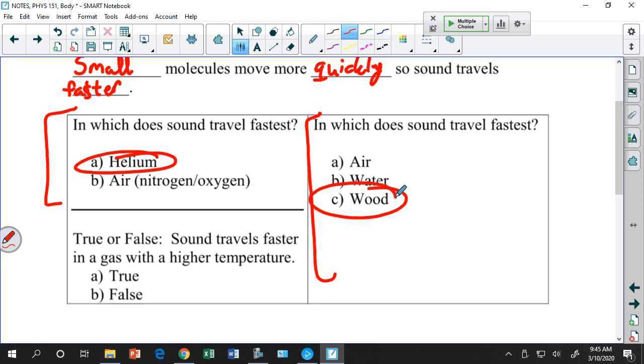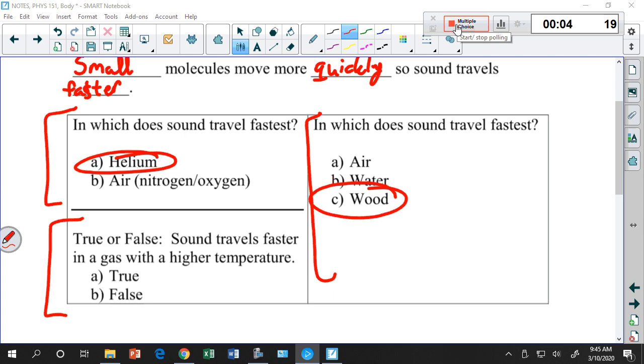True or false? Sound travels faster in a gas with a higher temperature. You don't know, I haven't told you this, but I think you can figure it out. So, does sound travel faster in a gas with a higher temperature? Is that statement true or is it false?